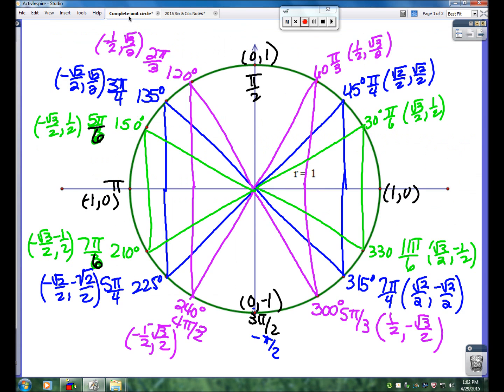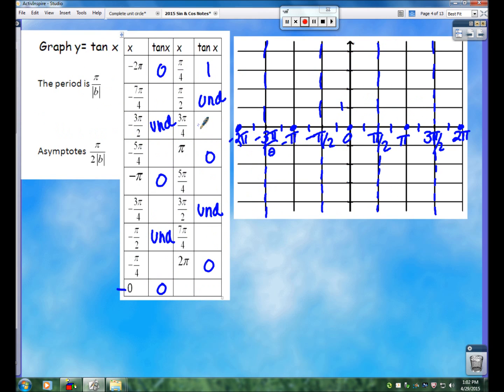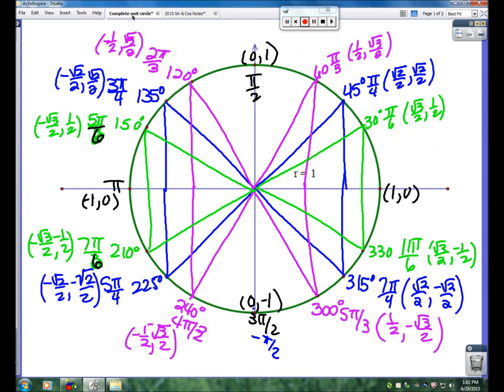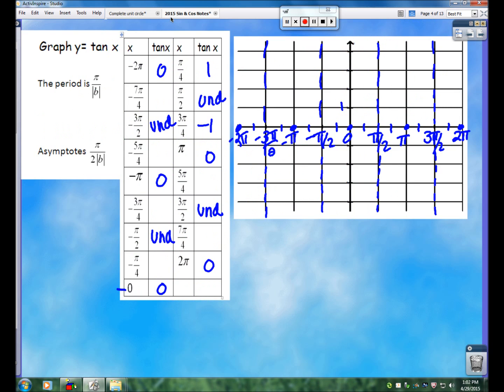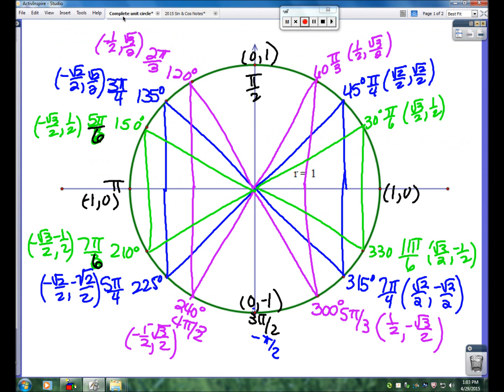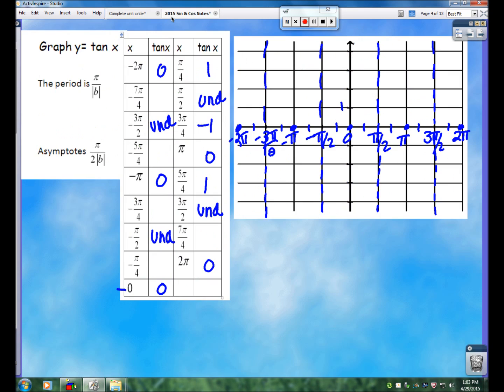At 3 pi over 4, we're at negative 1. At 5 pi over 4, we're at positive 1. And at 7 pi over 4, we're back at negative 1. So that's going to help us complete our pattern. All right, so let's fill in those values.